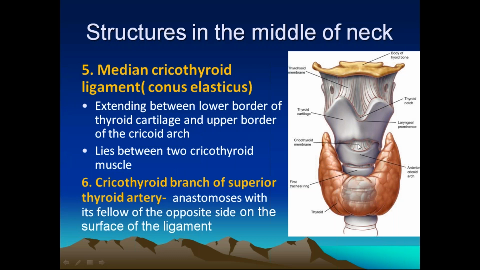The next structure you will see in the midline will be the cricothyroid branch of the superior thyroid artery. It anastomoses with its opposite side artery on the surface of the ligament here.